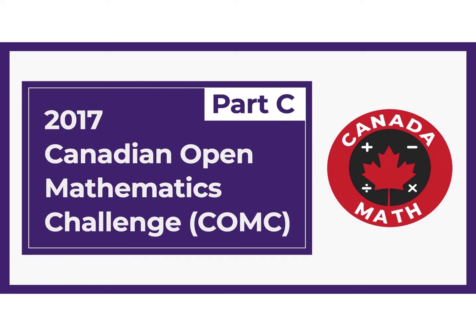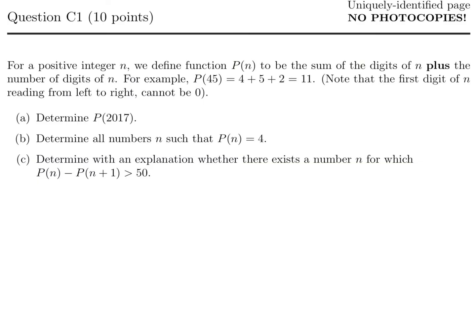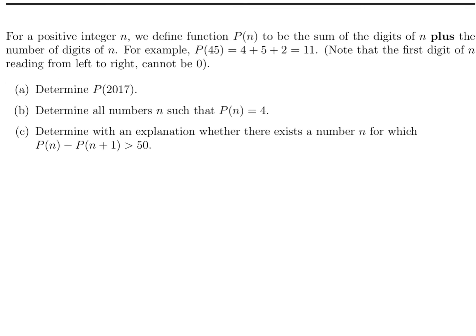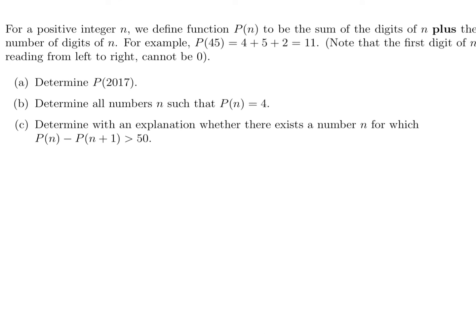2017 Canadian Open Mathematics Challenge, Part C. For a positive integer n, we define the function p at n to be the sum of the digits of n plus the number of digits of n. For example, p45 would be 4 plus 5 plus 2, which is 11. Note that the first digit of n, reading from left to right, cannot be 0.